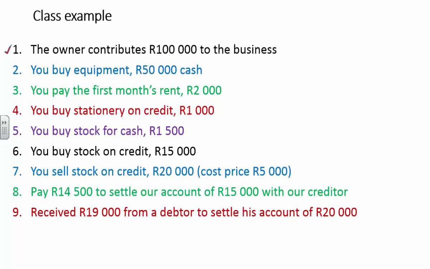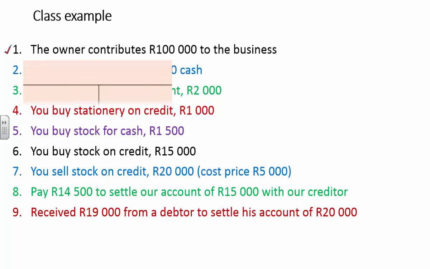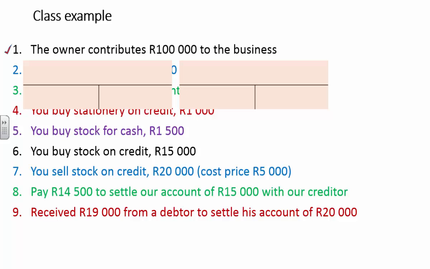First thing you need to do is identify which two accounts are affected with this transaction. The owner is contributing money, so the first account is bank. Where did it come from? The owner contributed it, and we call that capital. Now you say, right, where does bank fall in, DEAD or CLIC? It is an asset account, therefore it falls under DEAD.